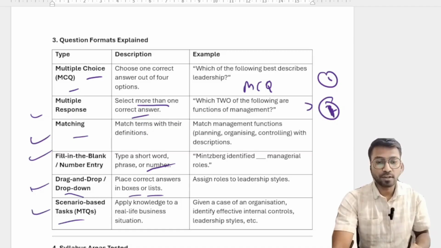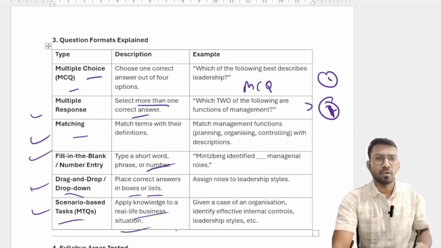And lastly, the scenario based MTQs. Apply knowledge to a real life business situation. Whatever you have studied in the Business and Technology paper, you have to apply that to real business life questions. You will get some situations and you have to act accordingly.